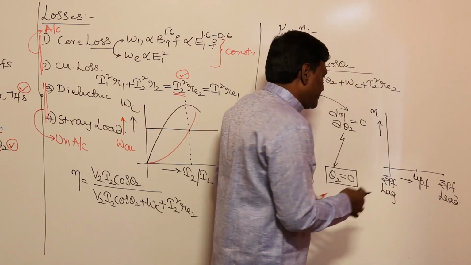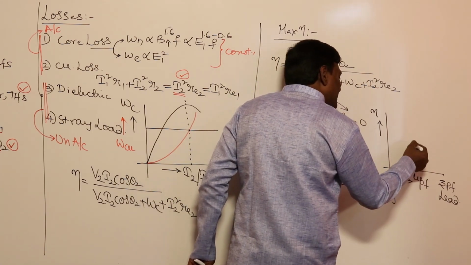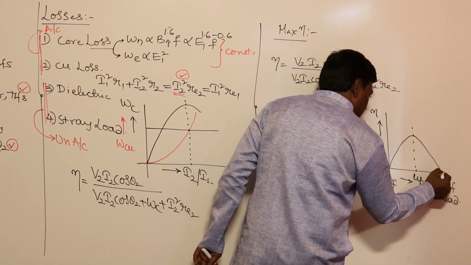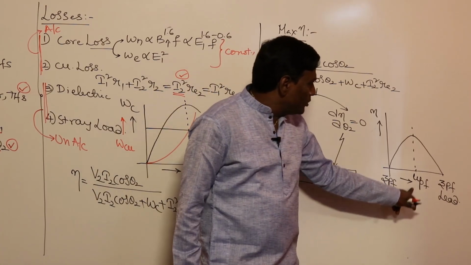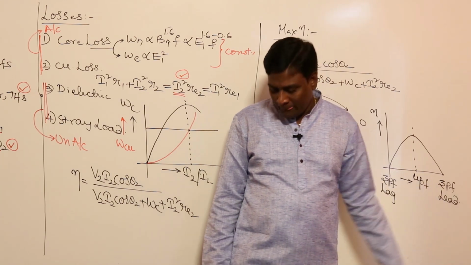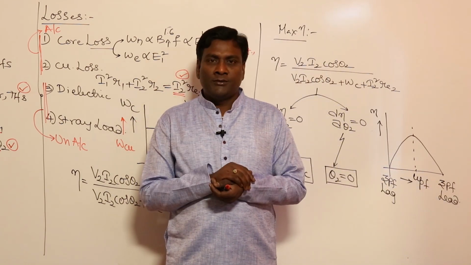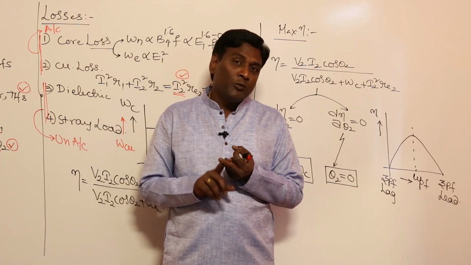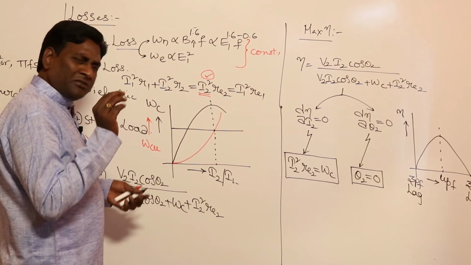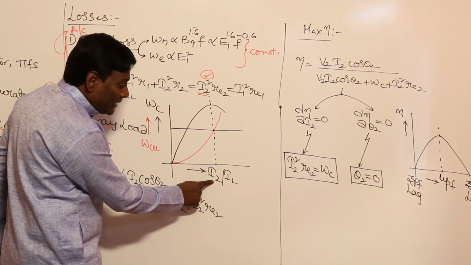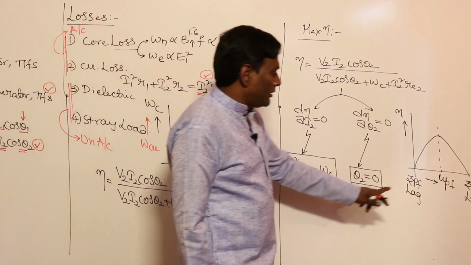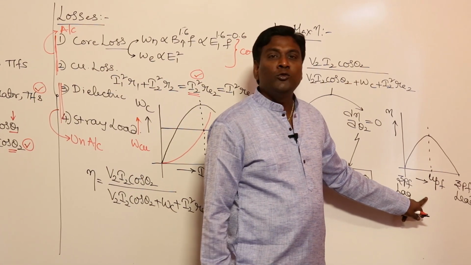Now, at unity power factor, I have to get maximum efficiency like this. At unity power factor you get maximum efficiency, and at ZPF lag and ZPF lead you get zero efficiency. Now actually there are two independent variables: I2 is an independent variable, and theta 2 is an independent variable. For example, let me come back to here. Very simple: if I2 is the variable on the x-axis, then theta 2 should be constant. If theta 2 is the variable, then I2 should be constant.